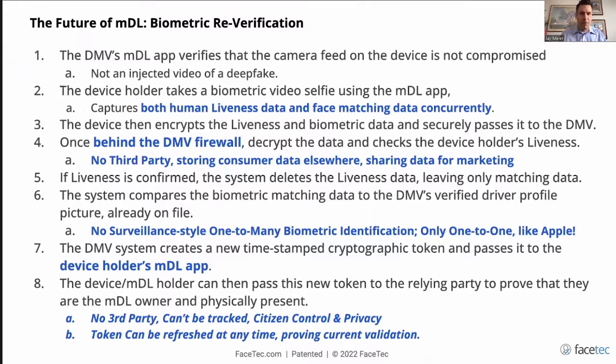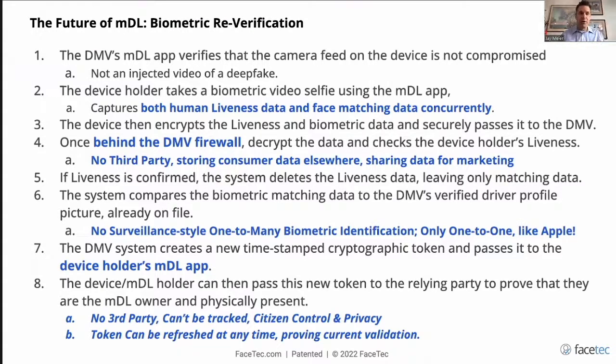Nothing like that. So then the DMV system creates a timestamp. The MDL standard right now has a token that's timestamped. It says that this MDL was valid as of 2 days ago. So you present it to somebody and they say, well, that was from 2 days ago, and you can refresh it.